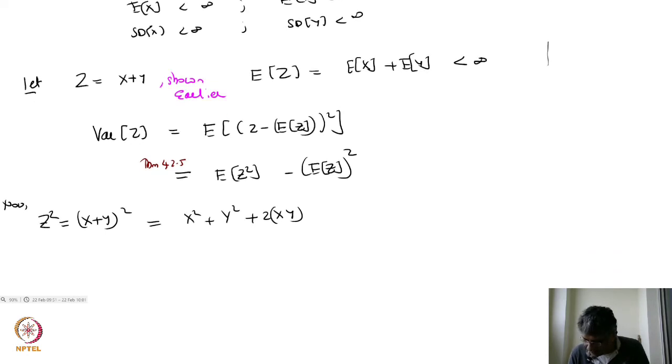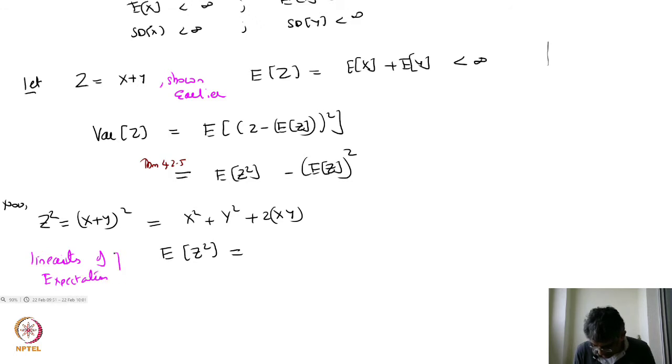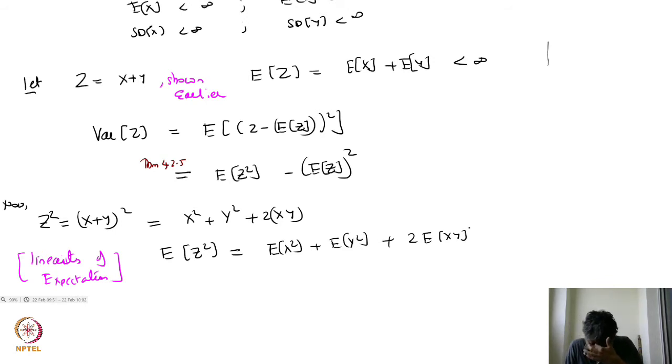So if I again use linearity of expectation, E of z squared is the same as E of x squared plus E of y squared plus 2 times E of xy. Of course, E of xy could be infinite or finite, I do not know yet, but that's what it is.